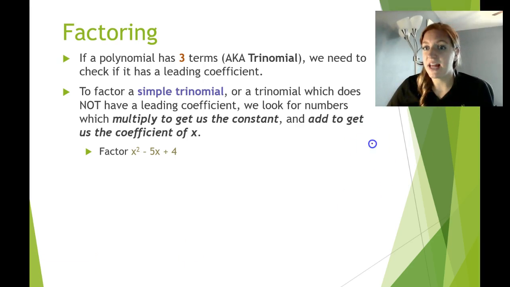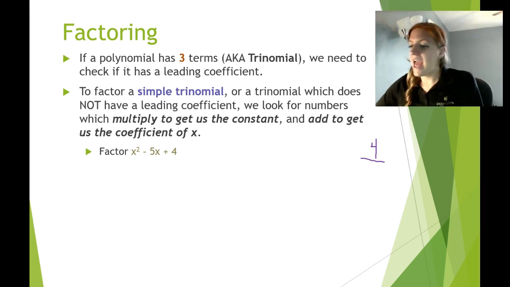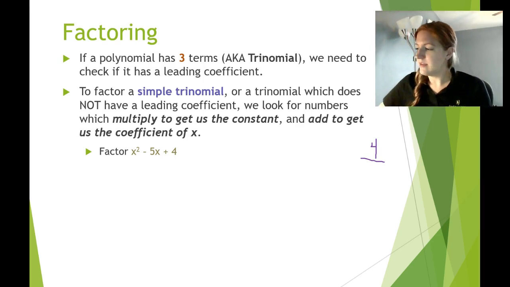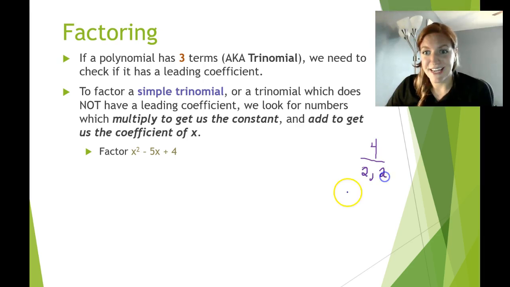So over on the side, I like to just say, okay, I'm looking for what numbers multiply to give me 4. So what numbers multiply to give me 4? Well, I have 2 and 2, right? That's probably the first thing you said. And I have 1 and 4. There's nothing else that multiplies to give me 4.